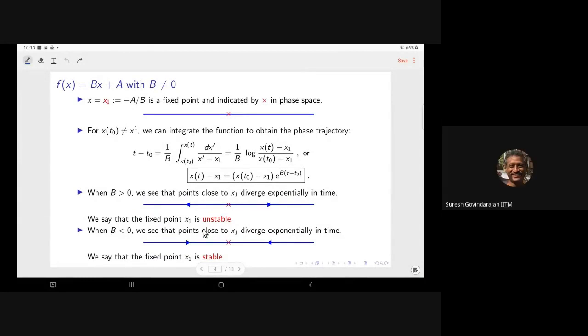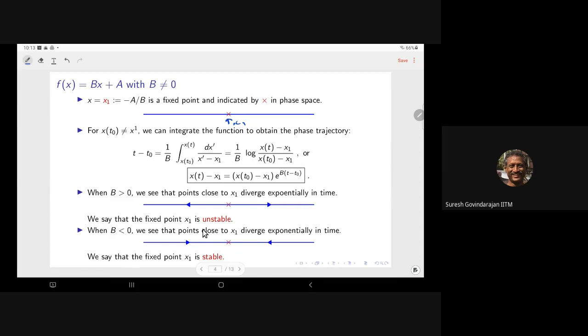Yes, sir. Okay. So now we'll make it slightly more complicated. Previously f of x was equal to a. Now we will put some linear dependence on x. So it's some b x plus a, and b should not be 0. If b equals 0, it goes back to the previous case. Then you find that there is one fixed point, x equal to x1 equal to minus a upon b. And we will indicate that in phase space. So remember, phase space was this straight line, and this point is x1.